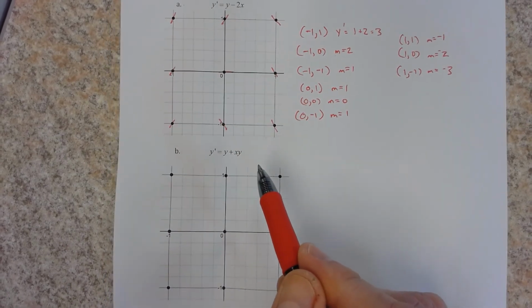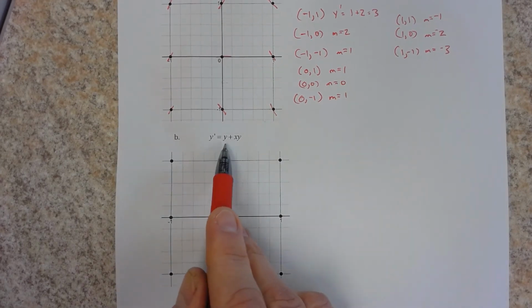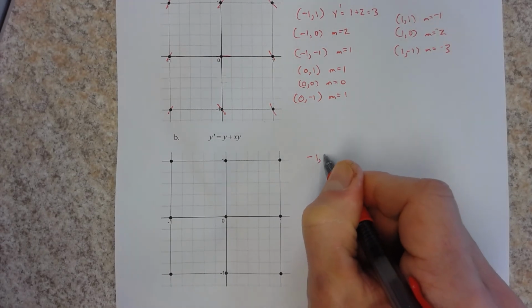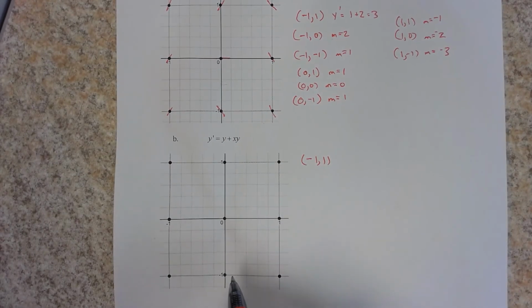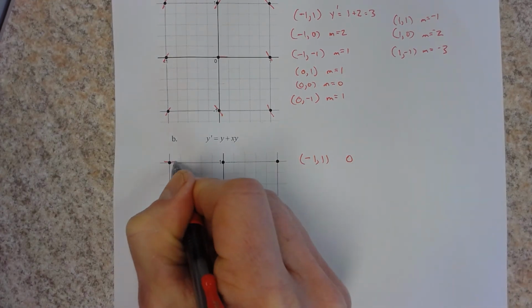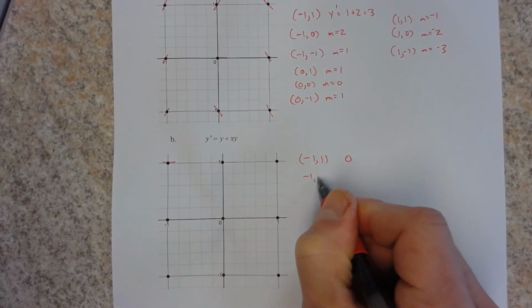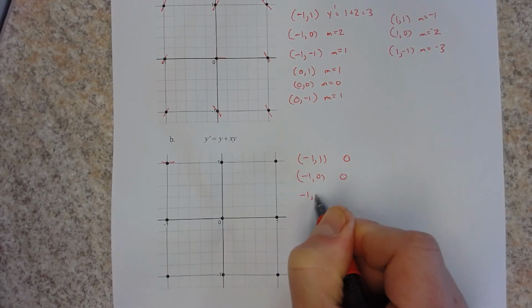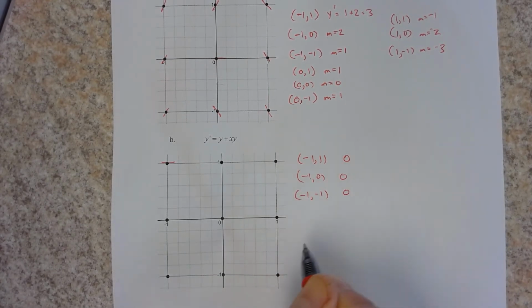Let's move on to the second, our final example in our notes. y prime is equal to y plus xy. And again, I'm going to go through this fairly quickly and not write down quite as much. So negative 1, 1, if you plug it in, you're going to get a slope of 0. Negative 1, 0, slope of 0. And negative 1, negative 1 is also a slope of 0.